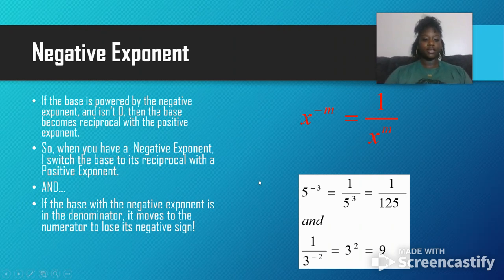So when you have a negative exponent, I switch the base to its reciprocal with a positive exponent. And if the base with the negative exponent is in the denominator, it moves to the numerator to lose its negative sign. So the same rules apply if there's a negative in the denominator. We will still use our reciprocal, which means to flip. So 1 over 3 to the negative second power, you find its reciprocal, which will make it 3 to the second power, which will equal 9.